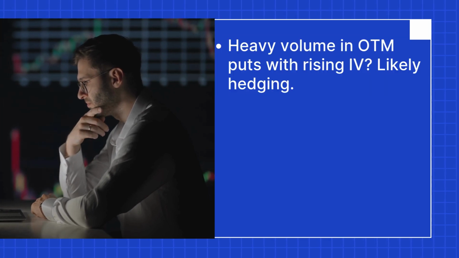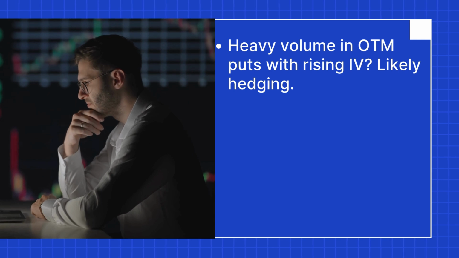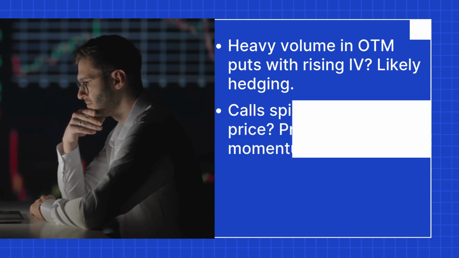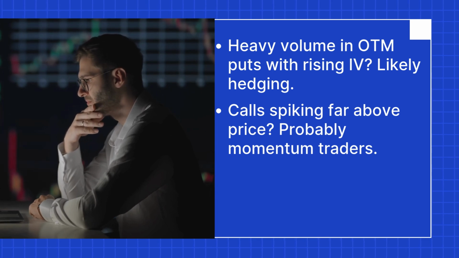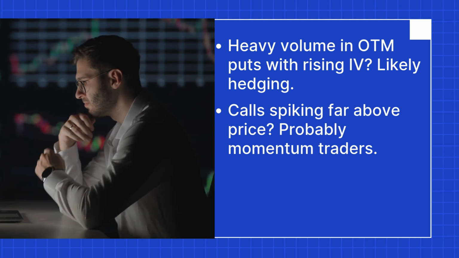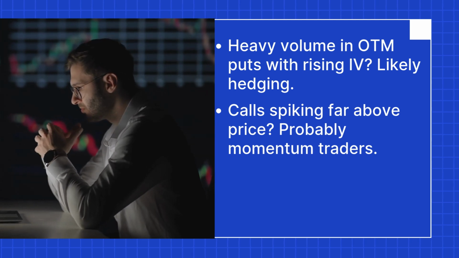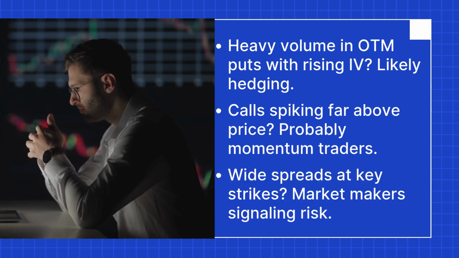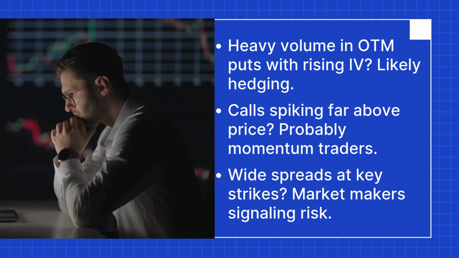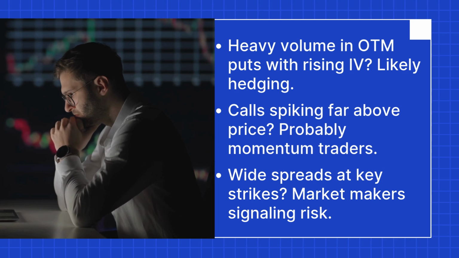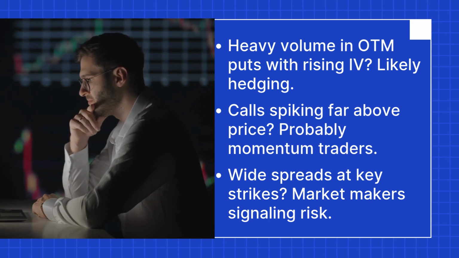A pro doesn't just read numbers, they read the story. If you see heavy volume at out-of-the-money puts with rising IV, it could be hedging activity. If calls light up far above current price, maybe speculative momentum traders are piling in. Market makers often adjust quotes based on where risk builds. Wide spreads at certain strikes? That's them signaling uncertainty or risk aversion. An options chain is like an X-ray of who's active in the market right now.